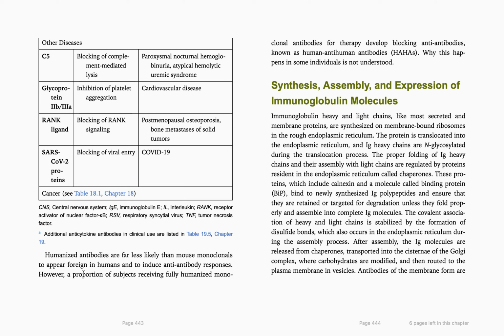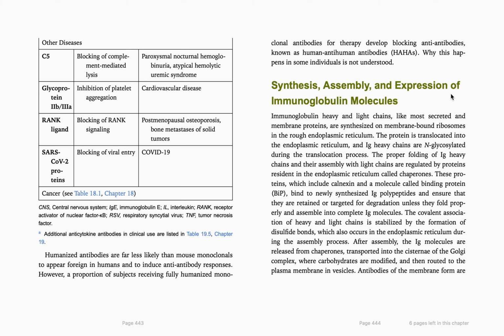So humanized antibodies are far less likely than mouse monoclonals to appear foreign in humans and to induce an antibody response. However, a proportion of subjects receiving fully humanized monoclonal antibody for therapy develop blocking antibodies known as human anti-human antibodies, HAHAs. Why does this happen? In some individuals it is not understood.